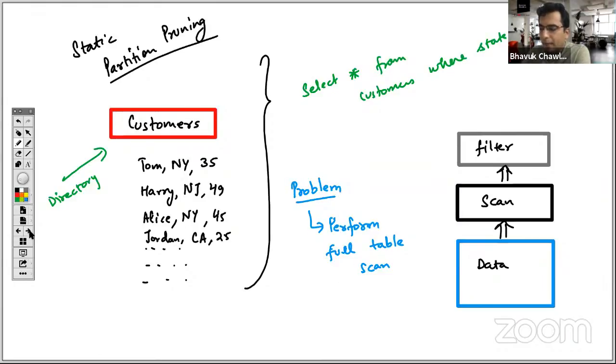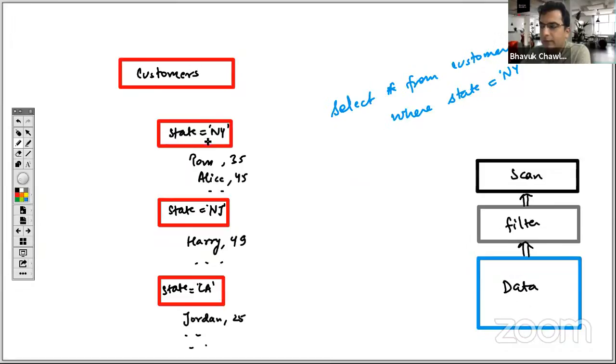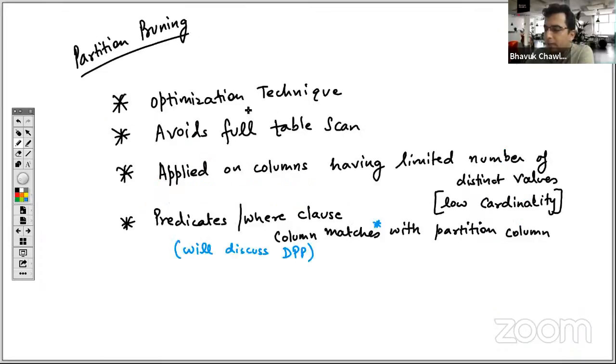So that's why we have static partition pruning, and it is not part of Spark 3. It has been there for a long time. It was not introduced in Spark 3, but we need to know the background of partition pruning before we talk about dynamic partition pruning. That's why we are discussing this. Partition pruning is basically one of the optimization techniques, and it avoids full table scan, and it is applied on columns which have a limited number of distinct values, low cardinality, for example the state column that we are discussing.